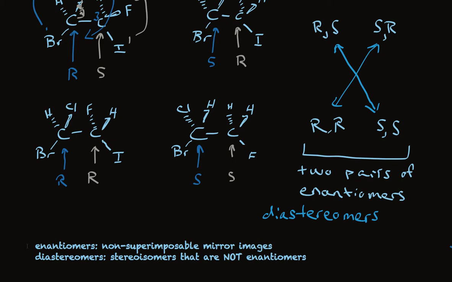We have two types of pairs of stereoisomers. We can compare two stereoisomers and see that they're mirror images that aren't the same. We call those enantiomers. Or we compare two stereoisomers and say, they're not mirror images, but they're not the same. They must be diastereomers. Take a look at one more example.